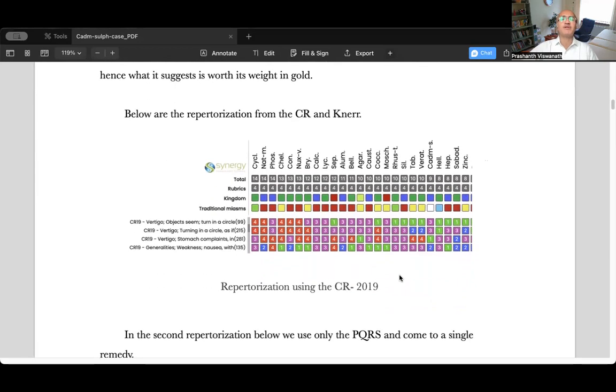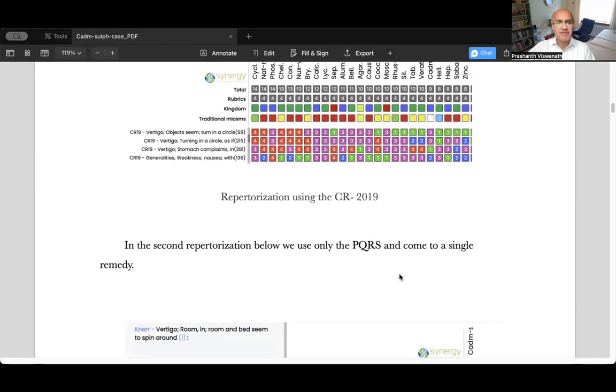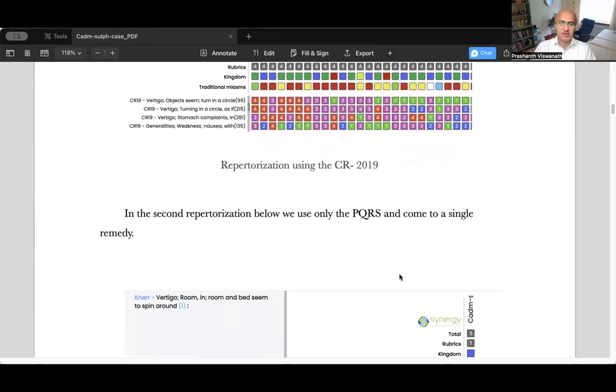As you can see, you come up with a lot of polycrest remedies and a few rare remedies, not often used remedies. Now, just with this, how would you be able to prescribe on the case? In such cases, when I see a very prominent, peculiar symptom, in this case, vertigo, as if she was in a room and objects seem to spin around her. It's a very, very peculiar symptom.